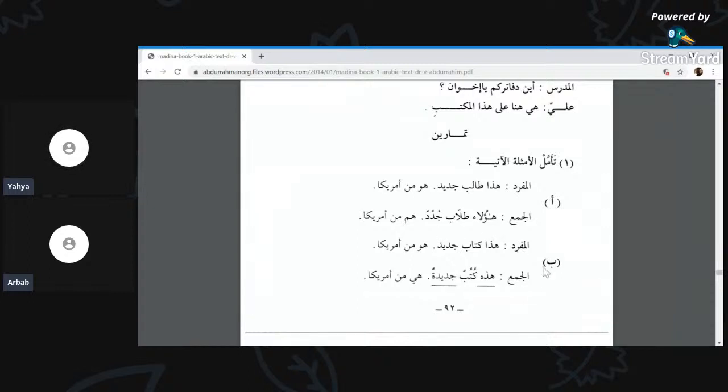All right. So now let's look at section ba. If section alif is singular and plural, I'm intrigued to know what we've got in store now, because section ba has also got singular and plural, mufrad and jam. So let's have a look. Al-mufrad هذا كتاب جديد هو من أمريكا. Now we're saying this is a new book. It is from America. And the plural al-jam هذه كتب جديدة هي من أمريكا.